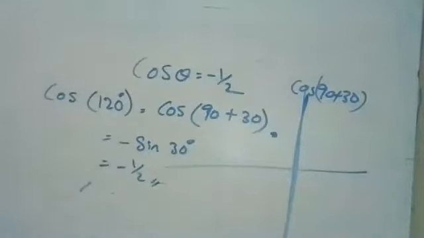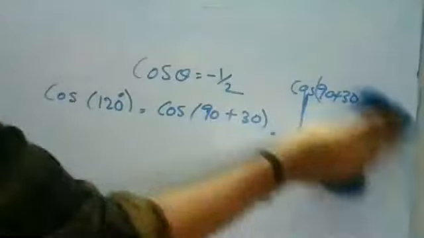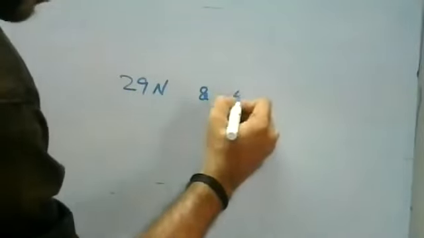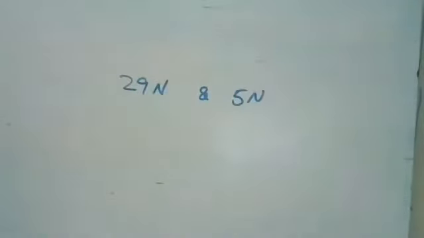Okay, second question. Just take the second question. The greatest and the least resultant of two forces acting at a point are 29 Newton and 5 Newton.